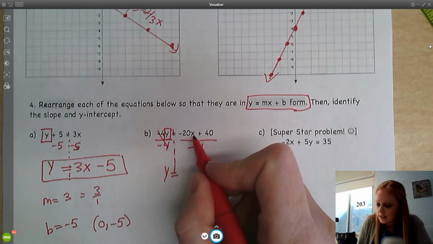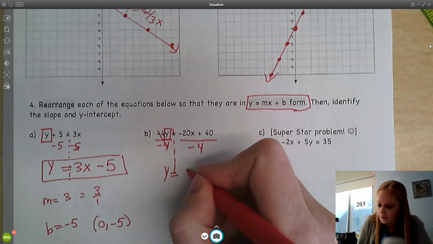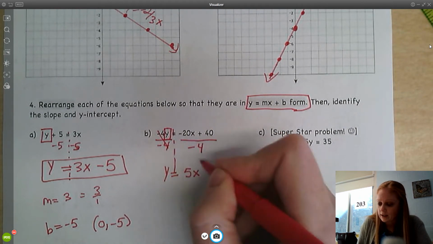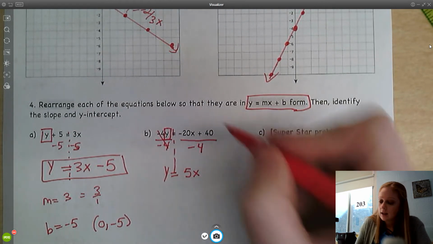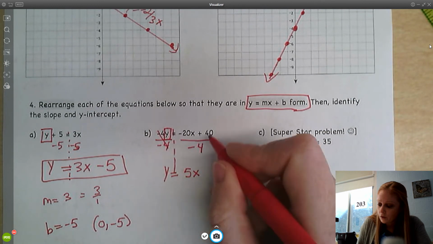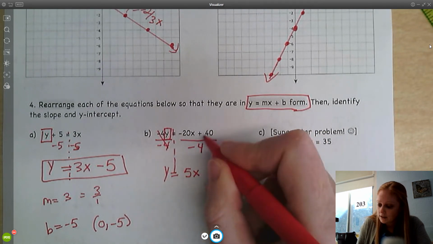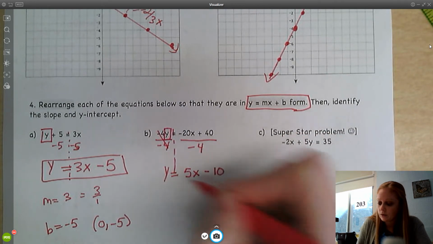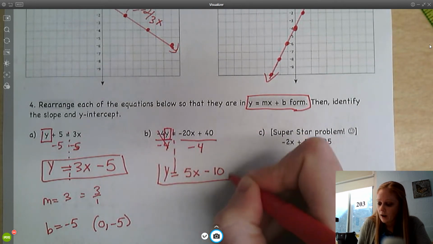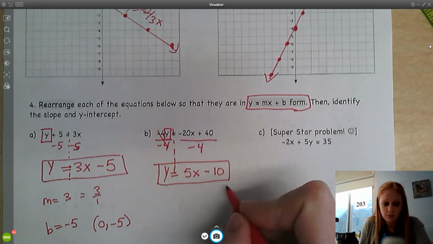So negative 20x divided by negative 4. A negative divided by a negative is a positive. 20 divided by 4 is 5. And then we have an x, so that would be 5x. Then we also need to divide 40 by negative 4. 40 divided by 4 is 10. A positive divided by a negative is a negative. y equals 5x minus 10 is our rearranged equation in y equals mx plus b form.